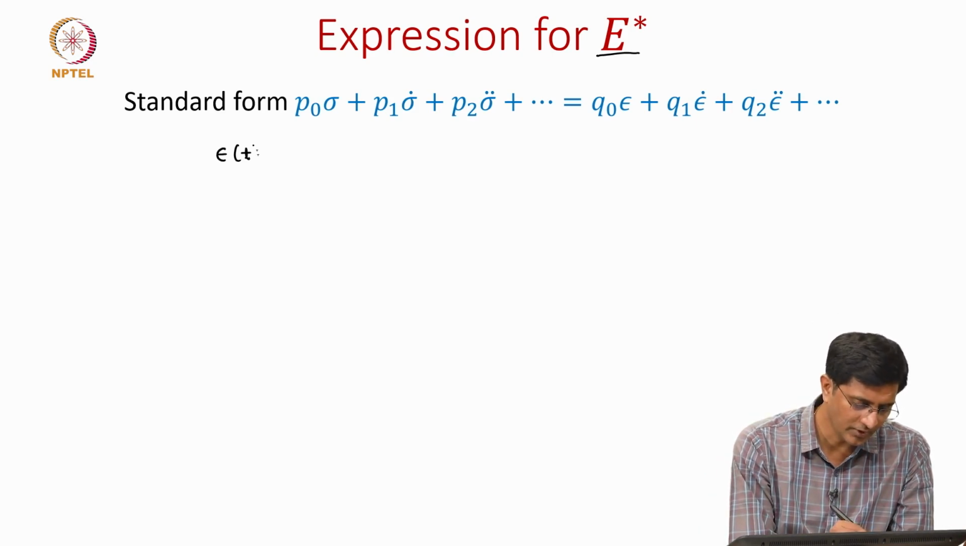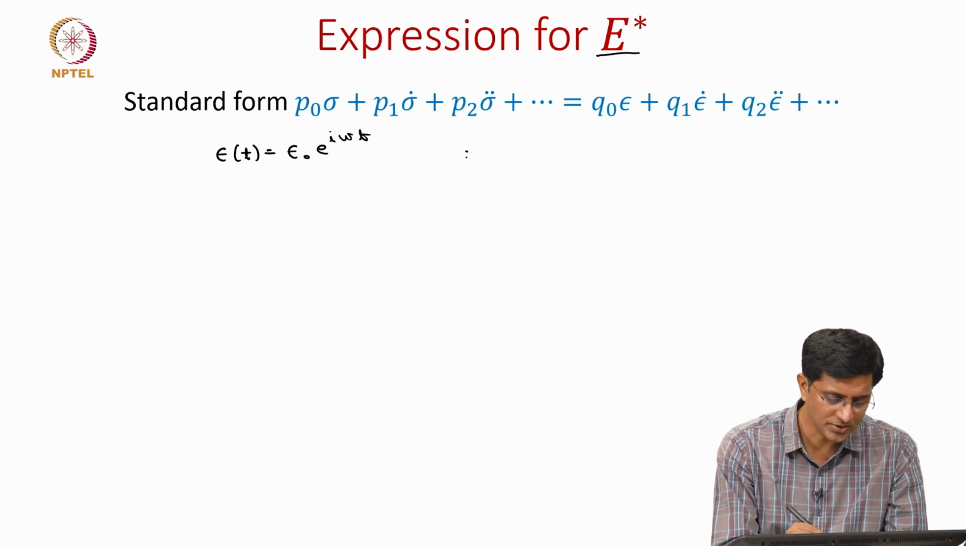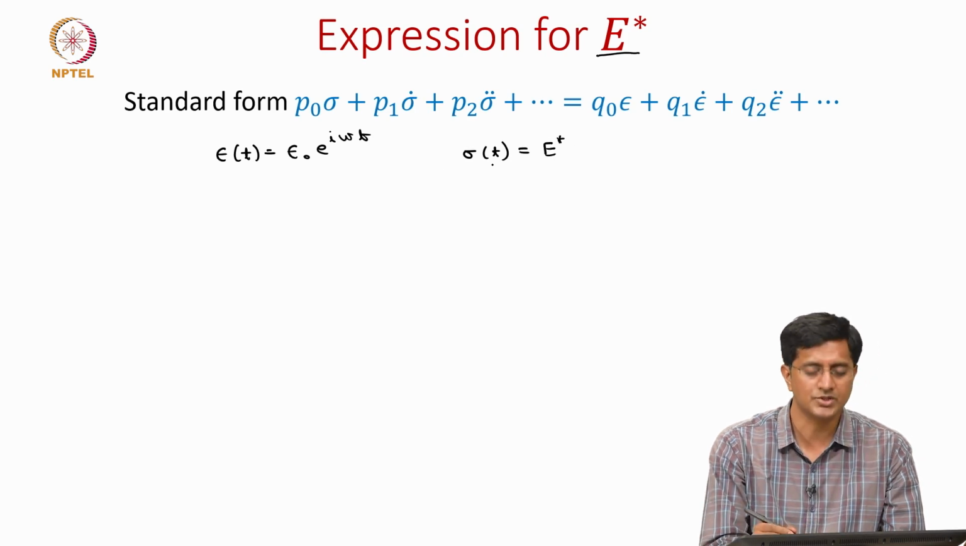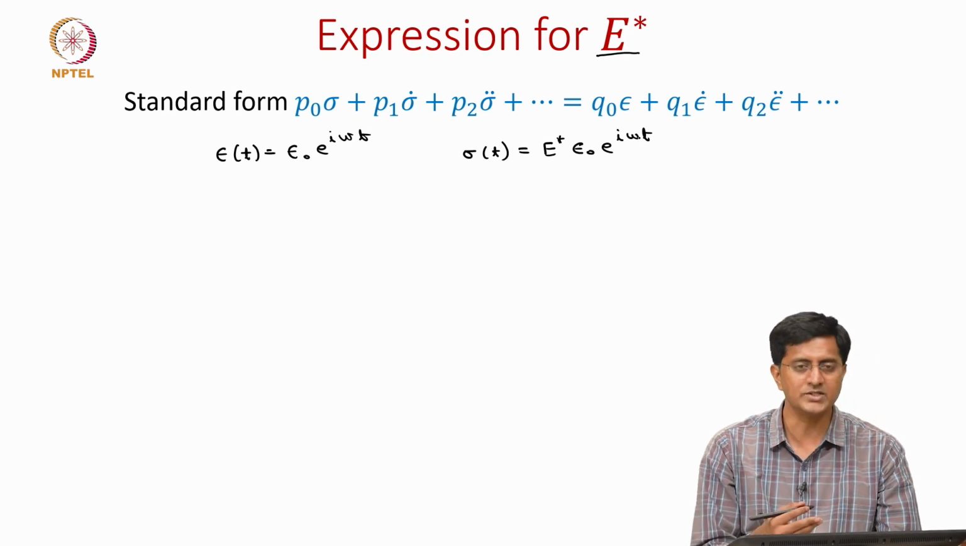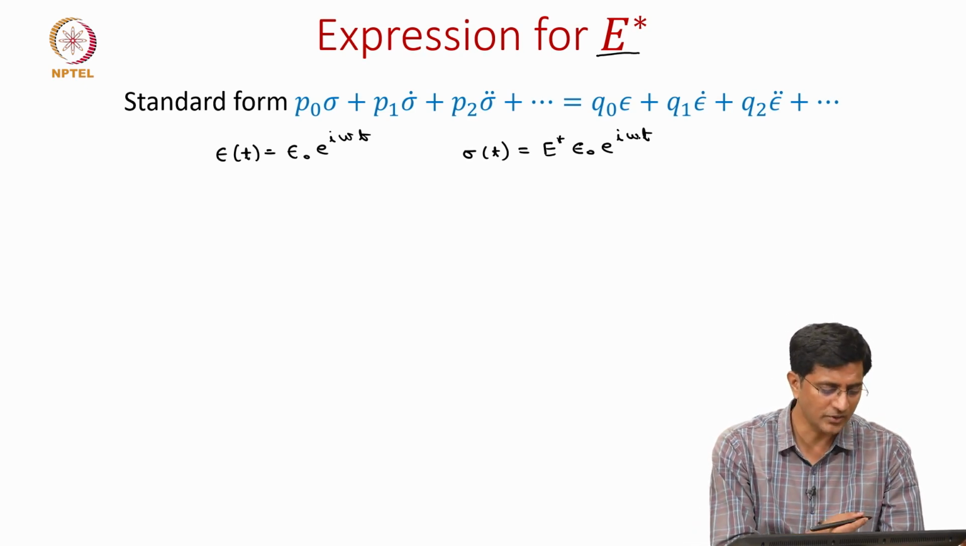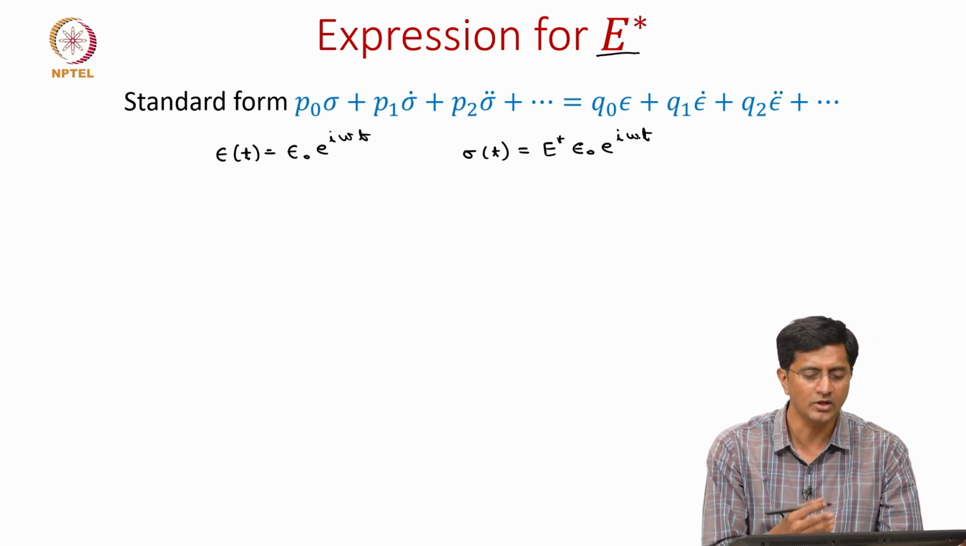meaning epsilon of t, which we said can be written as epsilon naught times e power i omega t. For this we said the response stress can be written as E star times the strain input, which is again epsilon naught e power i omega t. Now, let us see what the first and second derivatives of the strain and stress are, so we can see how to substitute into the standard form.